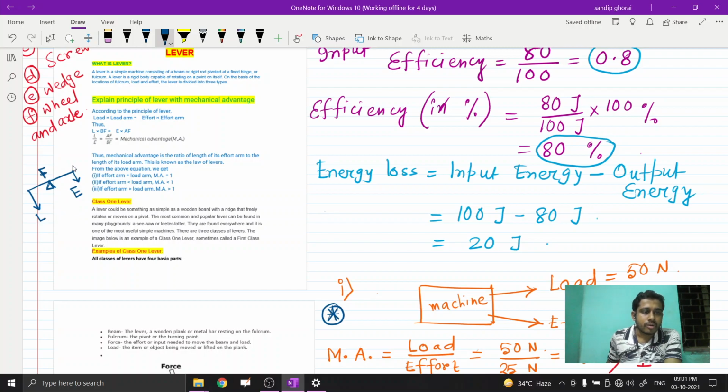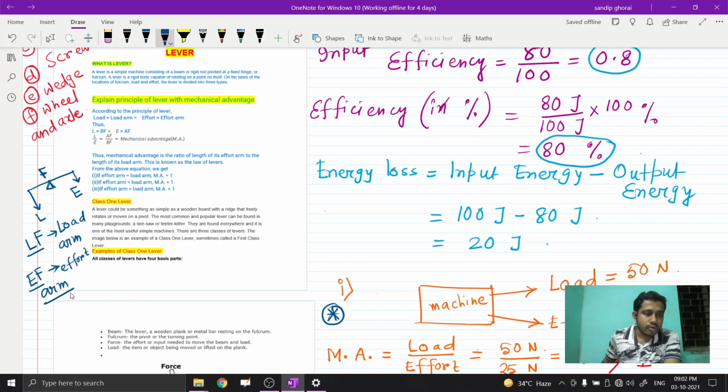Okay, so from this case we can say LF, the distance between load and fulcrum, is called load arm, and EF, the distance between effort and fulcrum, is called effort arm. Okay, this is your definition of load arm and effort arm.